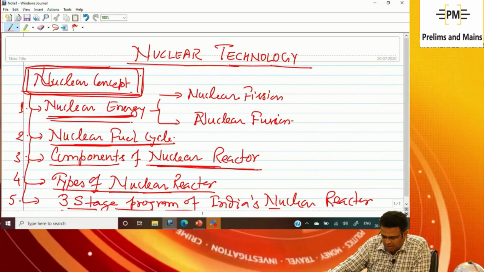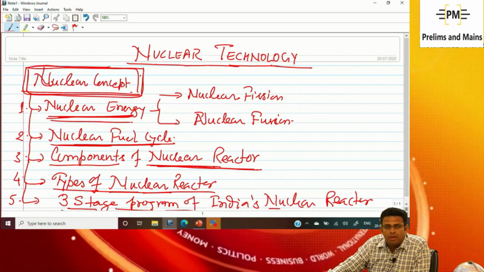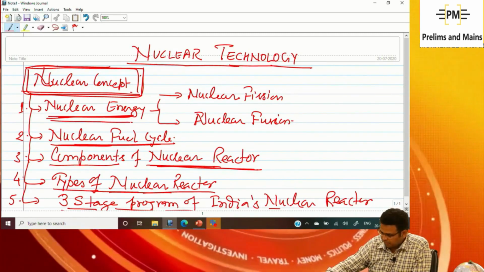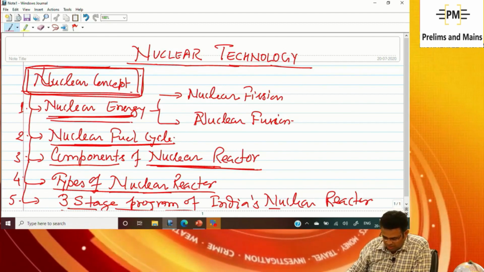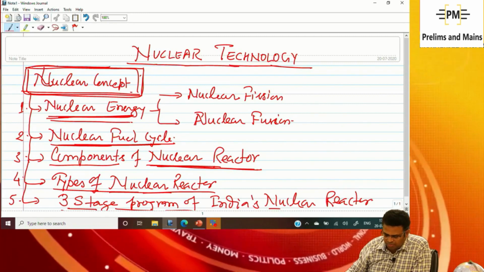So that is in a very fine stage that has been. When you study that, you must salute Mr. Bhabha, who died in 1966. So here under the nuclear technology concept, these are the topics we'll have to see.